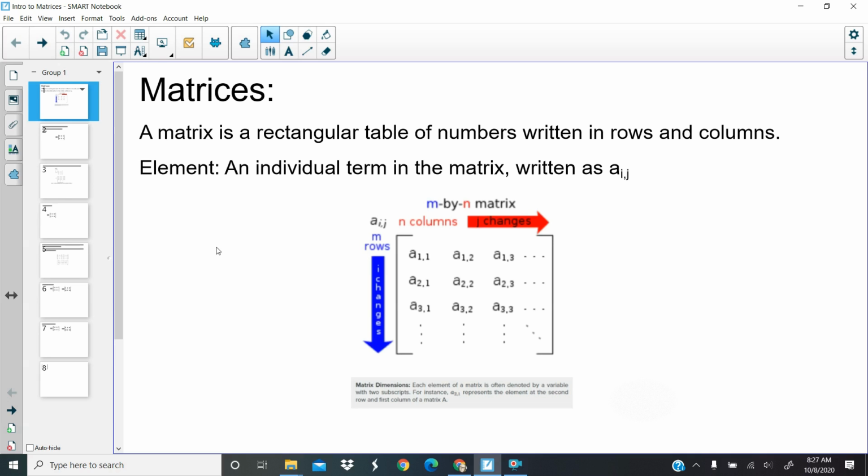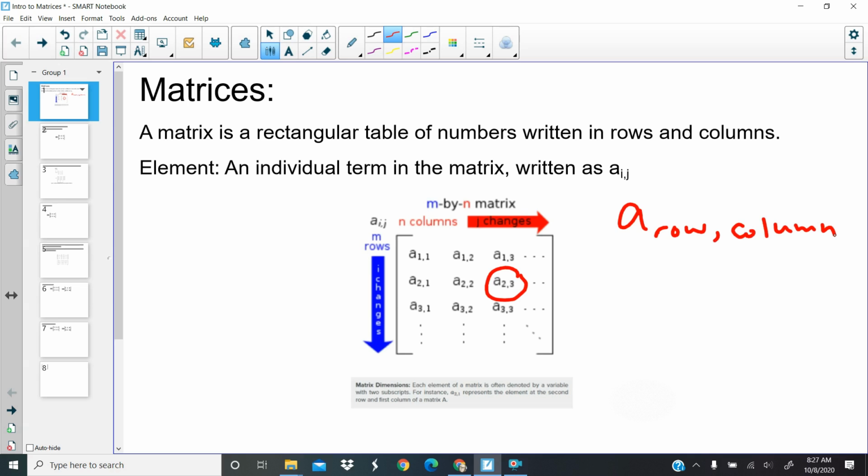Whenever you're talking about matrices, an element is just one individual term that's in a matrix. So if I chose this, then that's an element of the matrix. Elements are written as A, and then they have two numbers after them. The first number is the row that the element is on, and the second number is the column that the element is in. So the one that I circled here, A23, is in the second row and the third column.